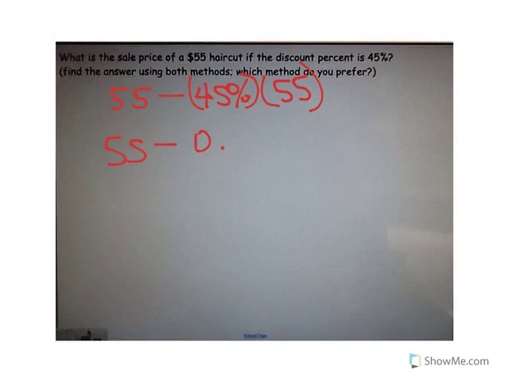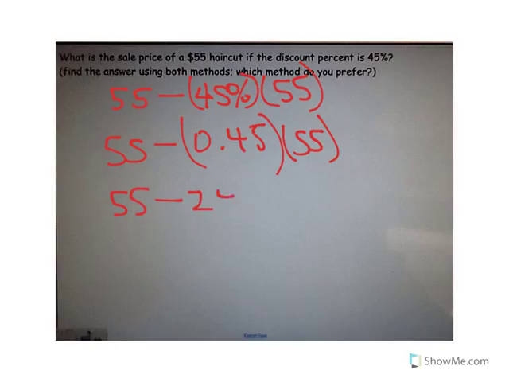Then we just multiply it out, and we say 55 minus 0.45, the decimal equivalent, times 55, and we're going to end up with 55 minus 24.75, and so that's going to be equal to $30.25. And that makes sense because it's a little bit less than half, and it's a discount of 45%. A little bit less than half the original cost, $30.25 compared to $55.